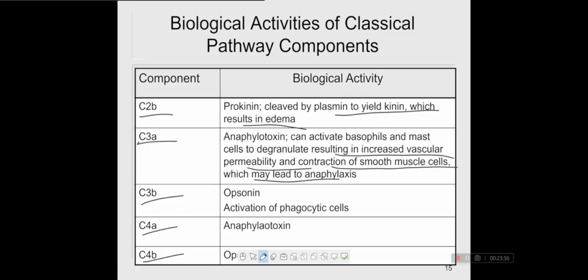C3b helps in opsonization and activation of phagocytic cells. C4a, anaphylatoxin, helps in anaphylatoxin activity, and C4b helps in the opsonization process. Okay.